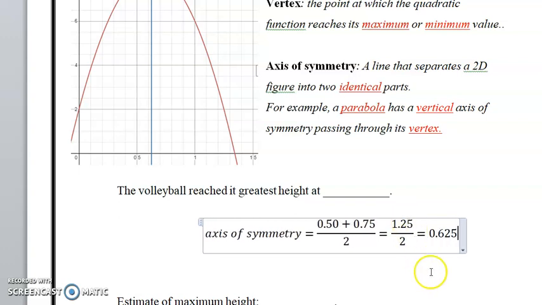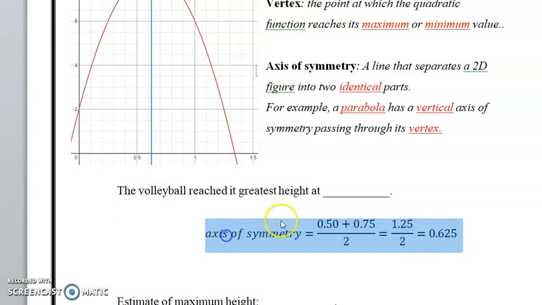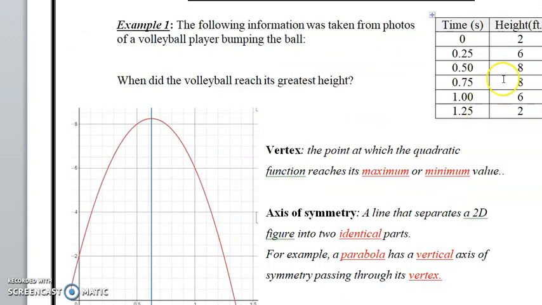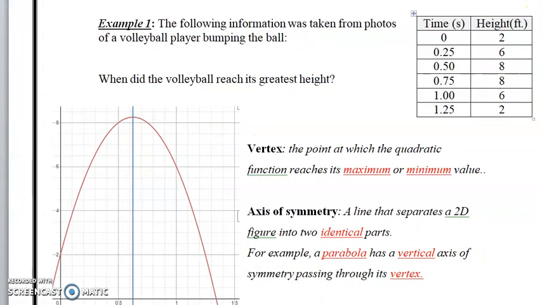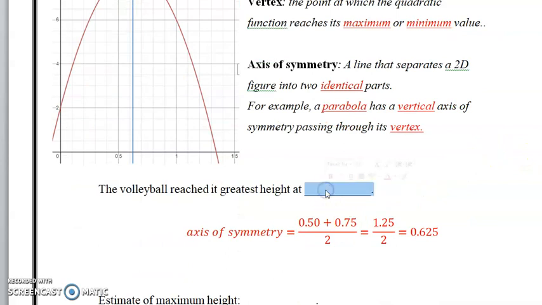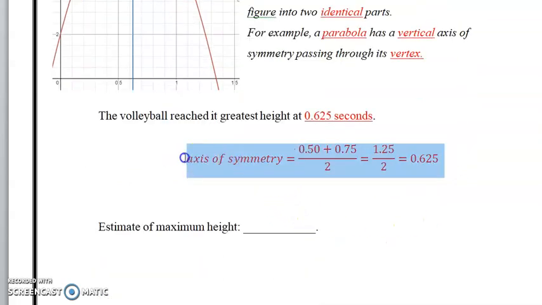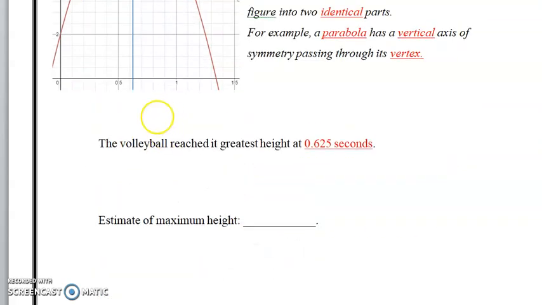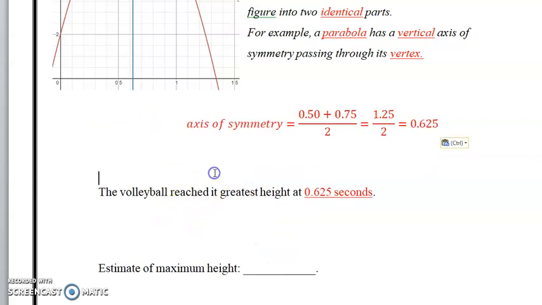0.625. Okay? So that's how you calculate the axis of symmetry. You take the average of the x values that have the same y value. So you could have used 0 and 1.25. You could have used 0.25 and 1. It will all give you the same value because it's symmetrical. So the volleyball reaches its greatest height at 0.625 seconds, which is the answer to the first question. And I just showed you how to calculate that here.